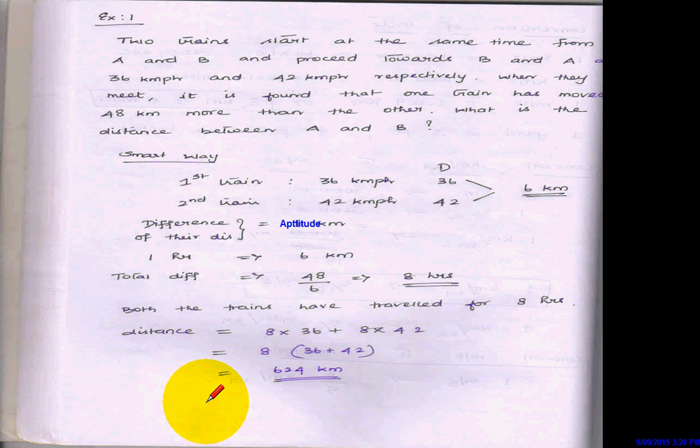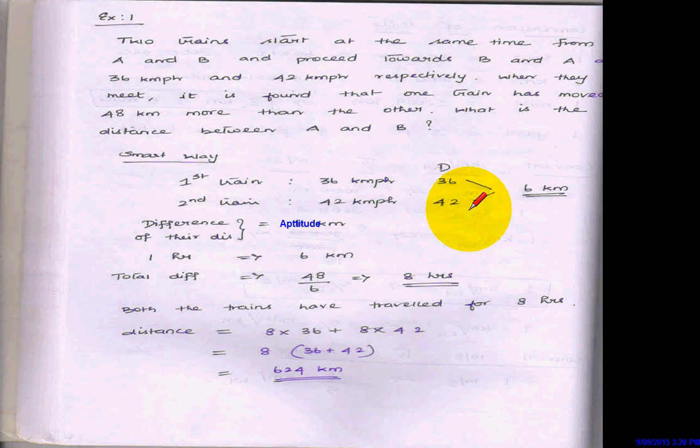See, we are not going to apply any formulas over here. I'll give you a shortcut for solving this problem. One very smart way to solve this problem is, we need to understand the problem first. The speed of the first train, here I have written, is 36 km per hour, and the speed of the second train is 42 km per hour.